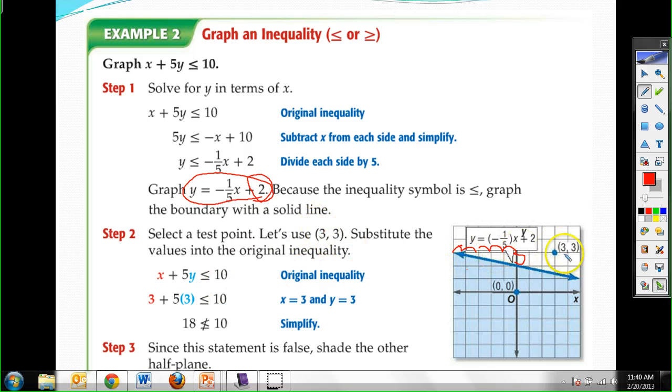It doesn't matter which point you use, because if you had 3, 3, this would not be true. 3 plus 5 times 3 is 18, and that's not less or equal to 10, so it's not going to include that point, so the other side. Or you can also do how I showed you before, y is less or equal to. So where that y-intercept is, it's going to be less. That means the bottom portion. So shade in that whole portion, and that's your graph right there.